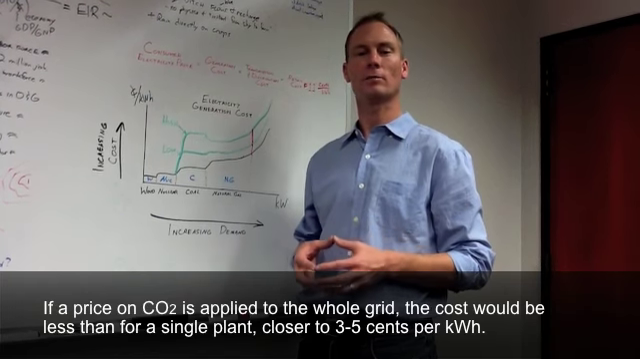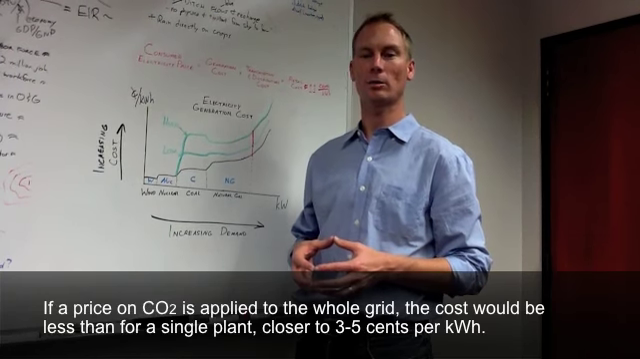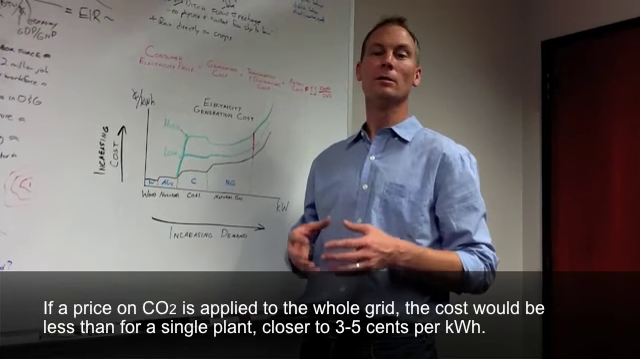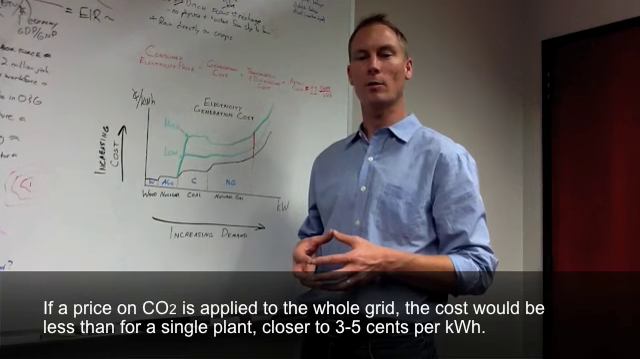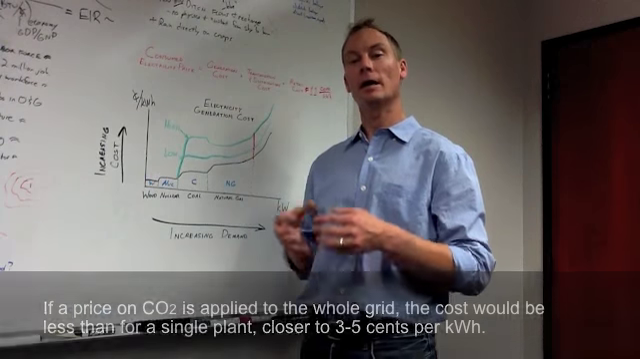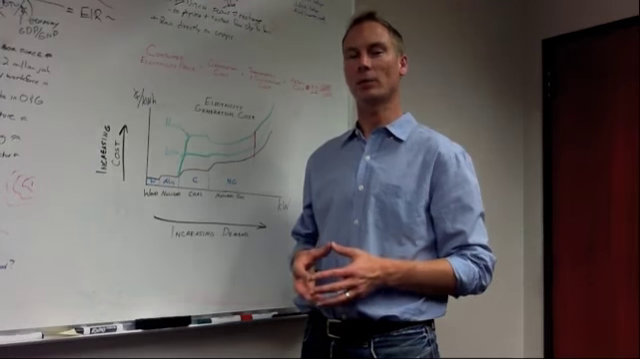So the price of your electricity, instead of being 11 cents a kilowatt hour with no price on carbon dioxide emissions, might be in the range of 14 to 16 cents a kilowatt hour if there were carbon capture and sequestration from coal plants on the grid and a price of CO2 emissions applied to both coal plants and natural gas plants.